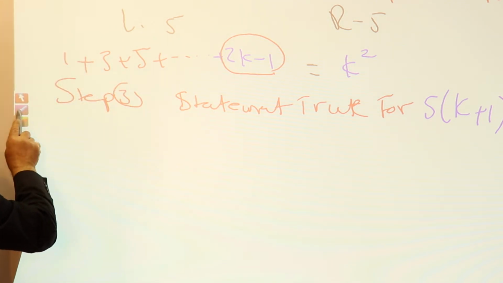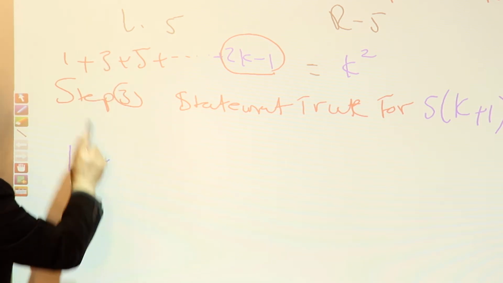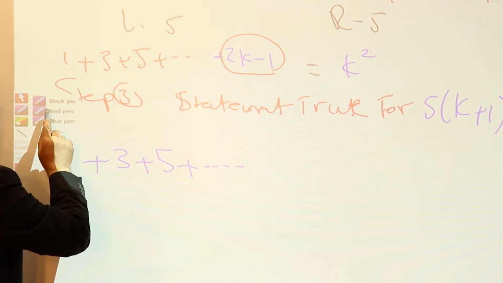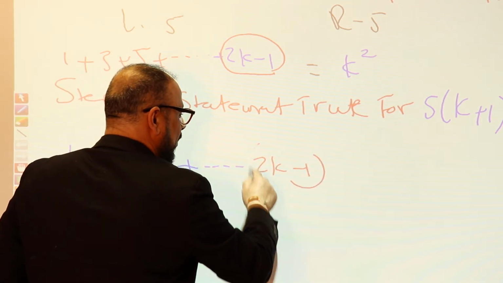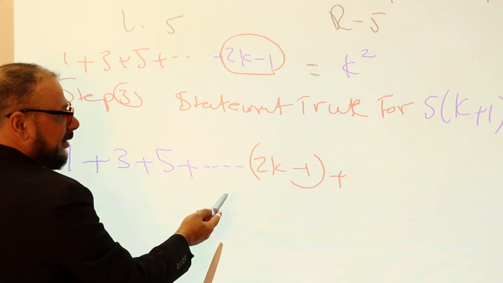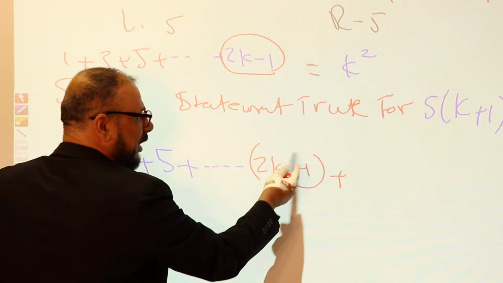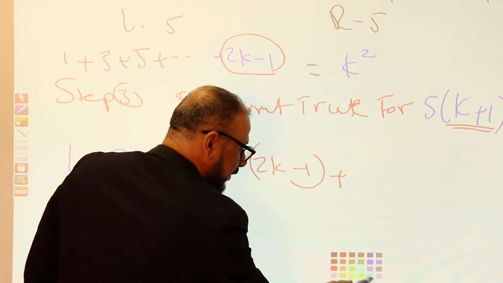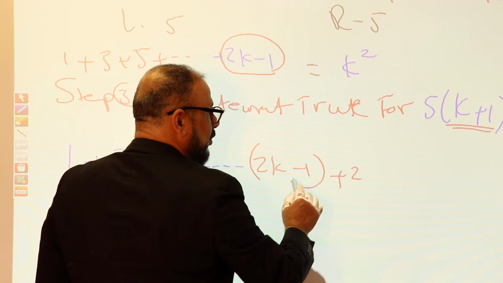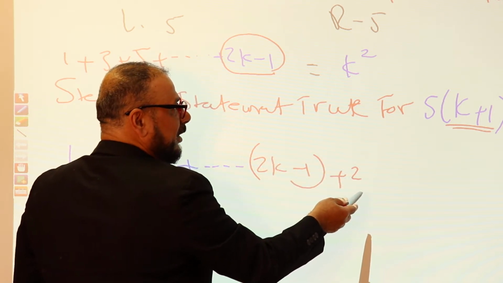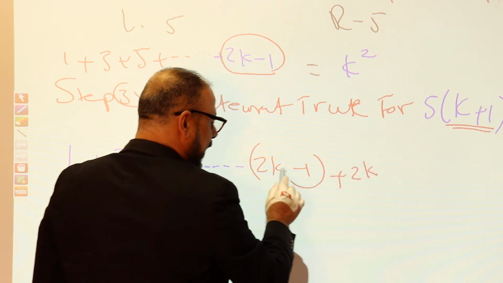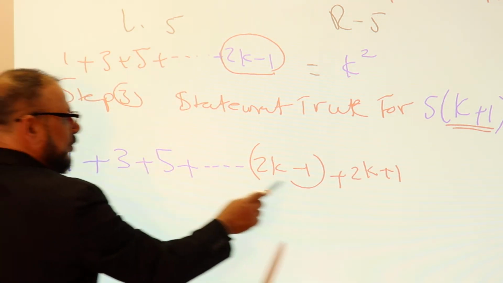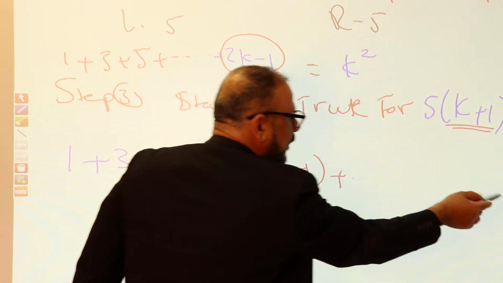That means the term, look here: 1 plus 2, 3, for the odd numbers, then 5, then up to 2k minus 1. Now, what's the term after this? You add 2. Or you can put it like this: change k to k plus 1, which is going to be 2k plus 1. If you add 2 to 2k minus 1, the new term added here is 2k plus 1.